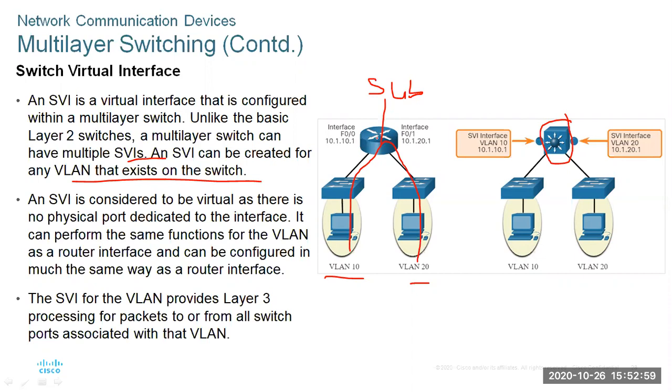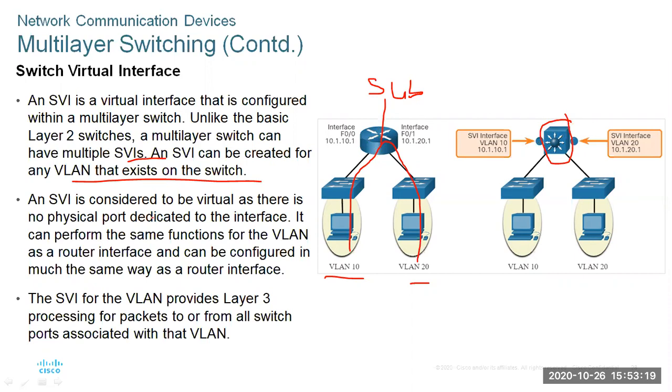Now, when you have a router, it's not advisable to have more than 30-40 VLANs on one interface with sub-interfaces. You have to think of a way around it. But with a multi-layer switch, that's not a problem.